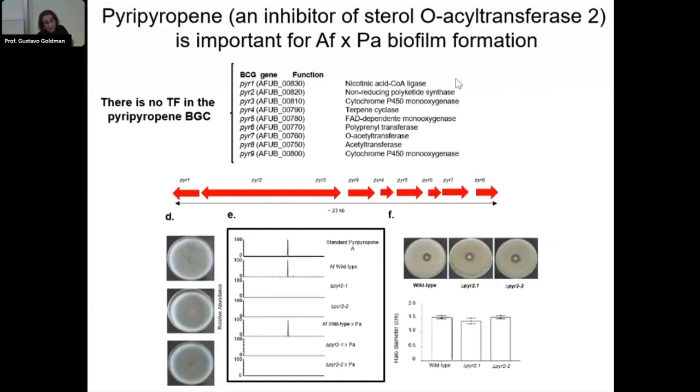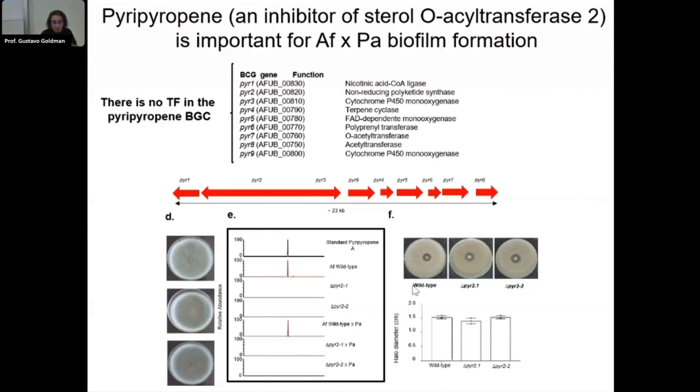We deleted the synthetase, and this is a very interesting cluster, nine genes. There is no transcription factor in the biosynthetic gene cluster. And that's important because the transcription factor could be the solution for the problem. Maybe there is a transcription factor that's regulating a lot of things, not only the piripirupen, that could be involved in the interaction with Pseudomonas.